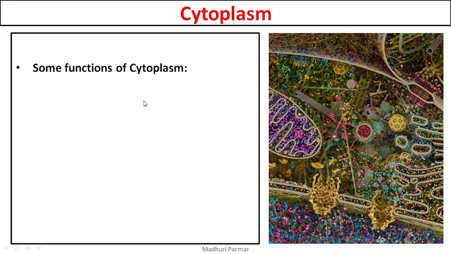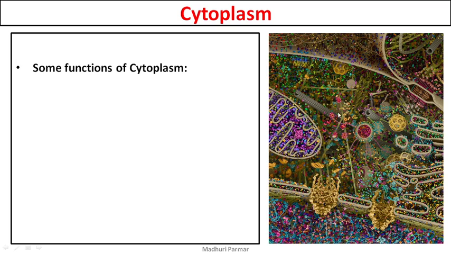Some functions of the cytoplasm. Before jumping to the functions, this diagram, or actually it is a painting, I wanted to show you, because in a cell, when you think of cytoplasm, just because it is made up of water does not mean it is empty. If you look here, this is the plasma membrane. Here you can see the desmosomes, and this is a mitochondria. Here is your DNA, and this is the nuclear envelope. So between the plasma membrane and the nuclear envelope, whatever you see is actually your cytoplasm.